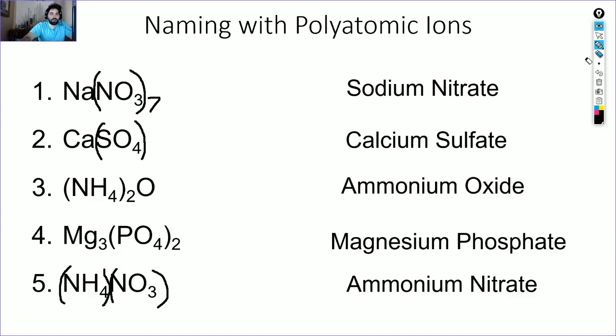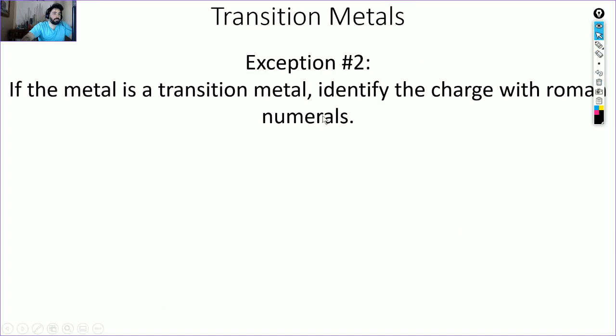You just change that part. All right, moving on. Now we're going to get into transition metals. Remember, I'm not testing you on this part. This first slide I could test you on. Everything after this first slide, I'm not going to put on the test. But I do want you to be able to recognize.